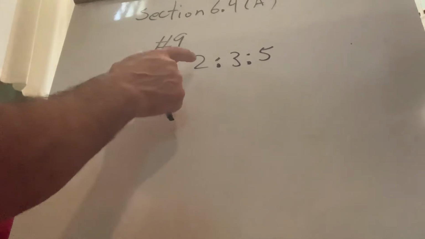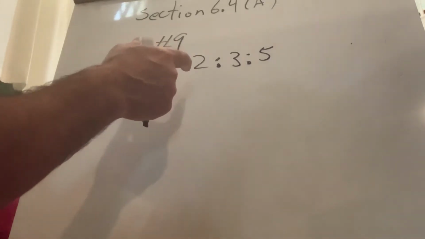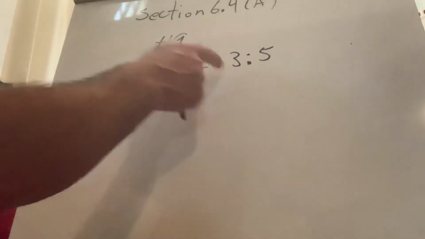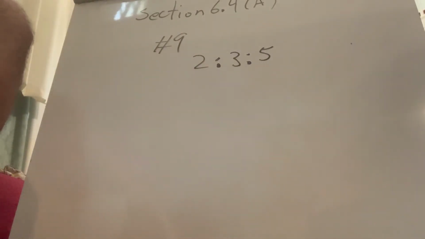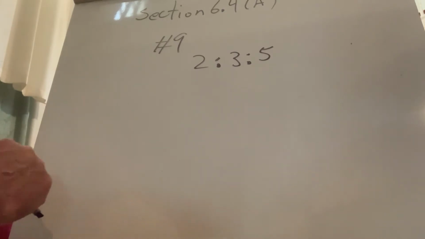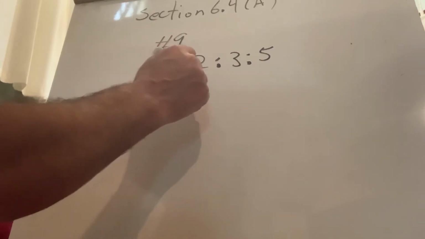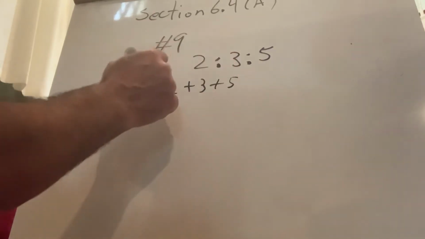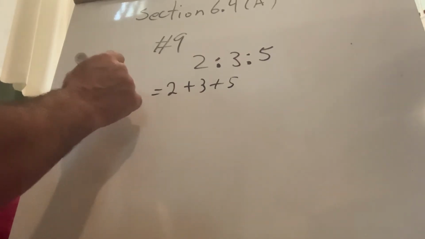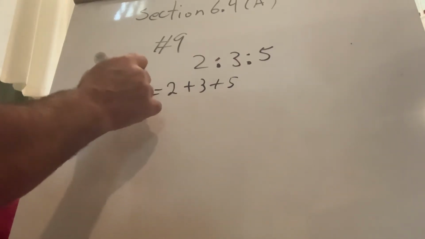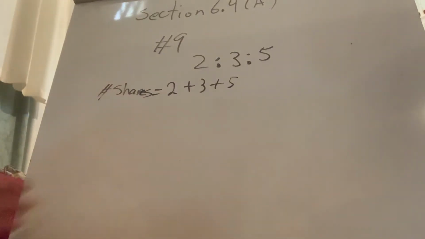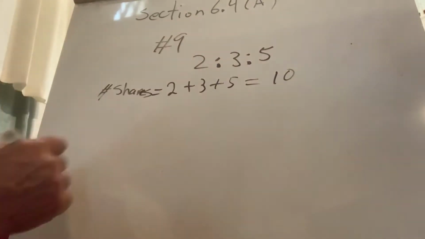Okay, so let's first make some observations. Since 2 shares are owned by Gary, 3 shares by Bill, and 5 shares by Carmela, altogether there must be 2 plus 3 plus 5, which is the total number of shares in this company. Which of course is 10. So you have a total of 10 shares.